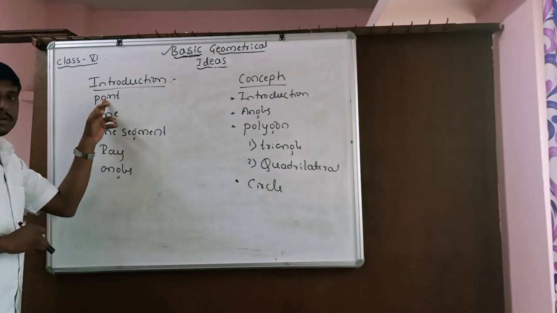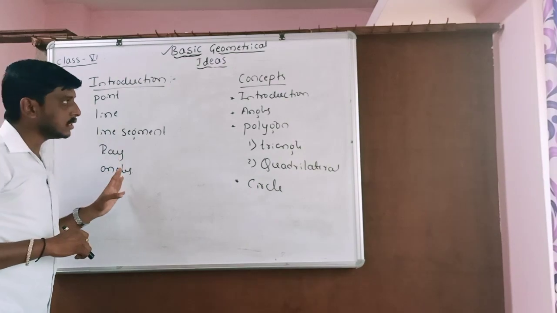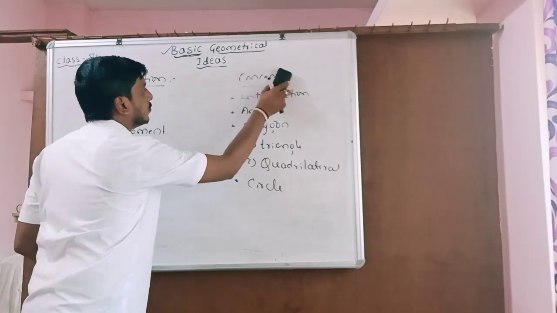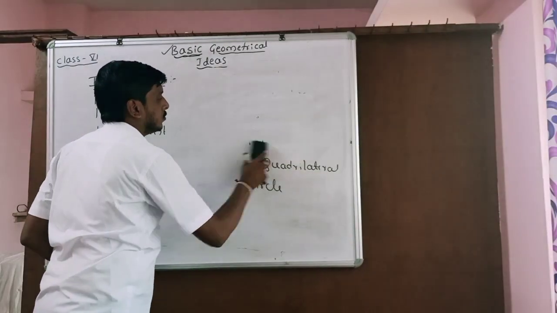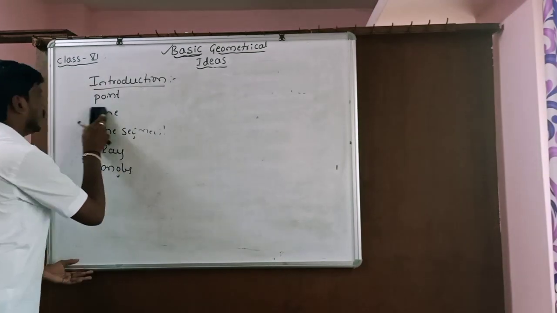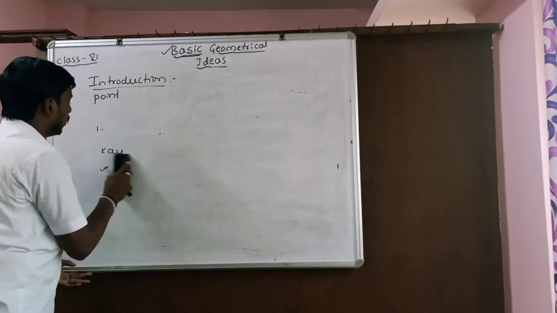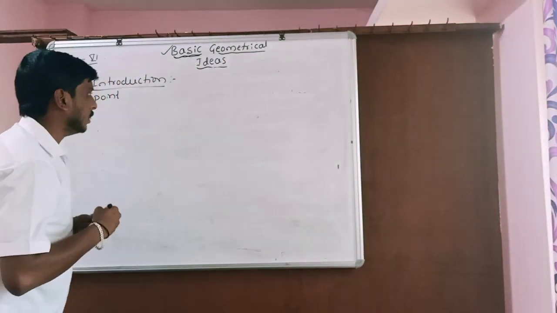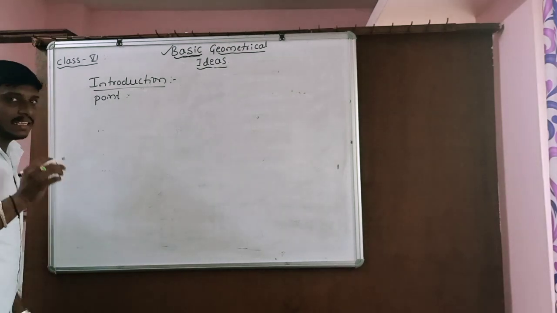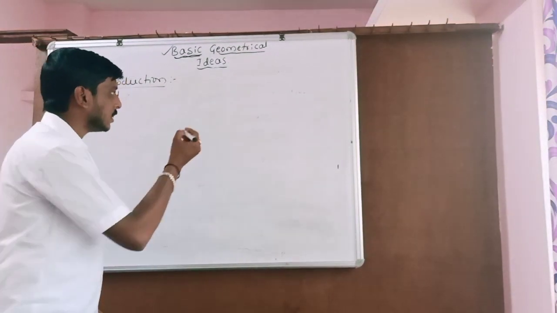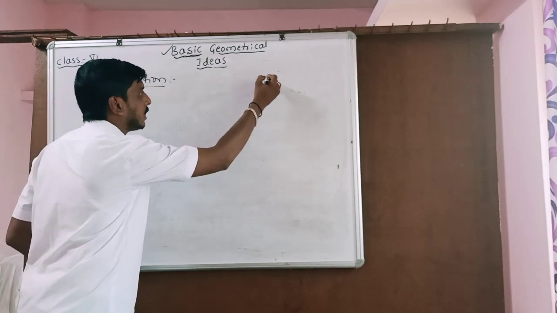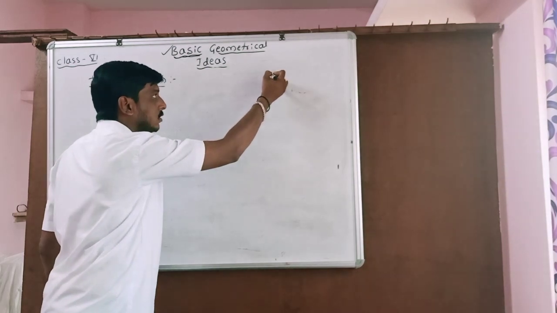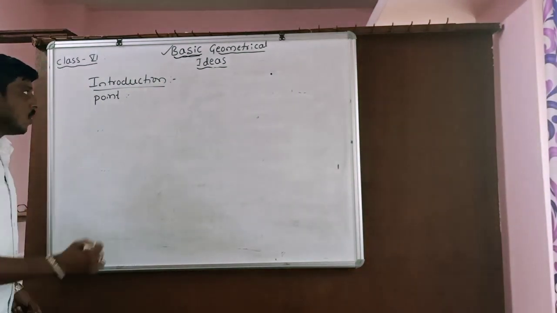Once again, I will recall all the definitions. After the definitions, I will move to the concepts. Okay. So what is the first definition? The first definition is point. What do you mean by point? Point is nothing but the exact location in the space. For example, this is the space, so I kept one dot. This exact location in the space is called a point.